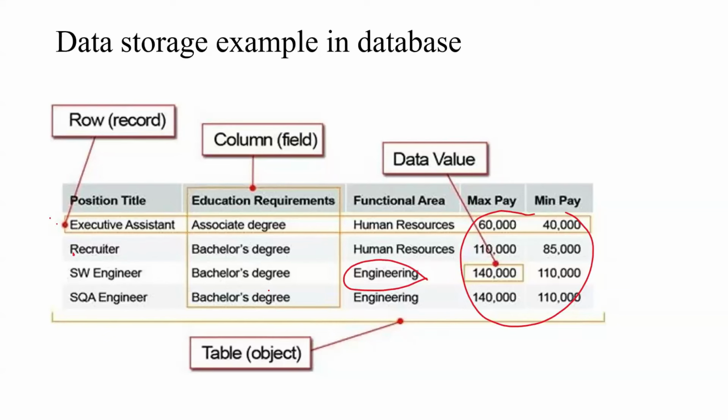These are called headers. A header is also called a column name. For example, under the position title we have four different titles: executive assistant, recruiter, software engineer, software quality assistant engineer. These are called rows, a particular row. As we look into the table, let's take an example that is easy to understand.